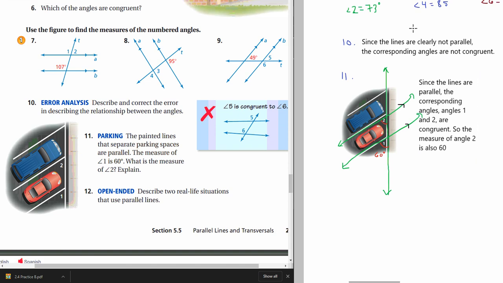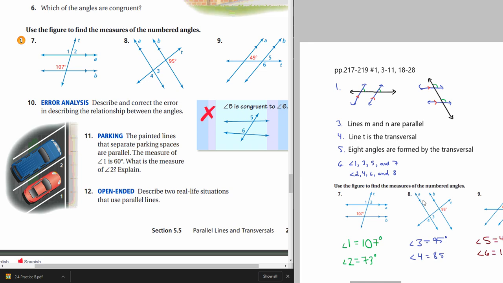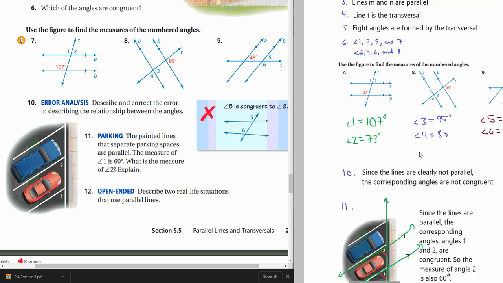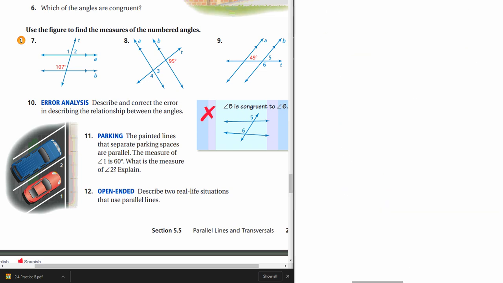I don't have a degree symbol on this, so I'll just make my own. There we go. All right, so again, since the lines are parallel, the corresponding angles, angles 1 and 2, are congruent. So the measure of angle 2 is also 60 degrees. All right, the next set of questions that we had to do on this one, 18 through 28. So 18 through 28.